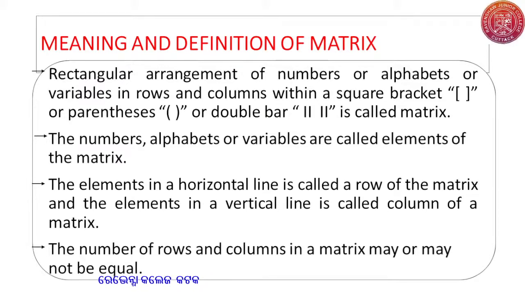The elements in a horizontal line are called a row, and those in a vertical line are called a column. And remember, in the case of matrices, the number of rows and columns may or may not be equal. In a determinant it is always equal, but in the case of matrices, it may be equal or may not be equal. Then we come to the next slide.